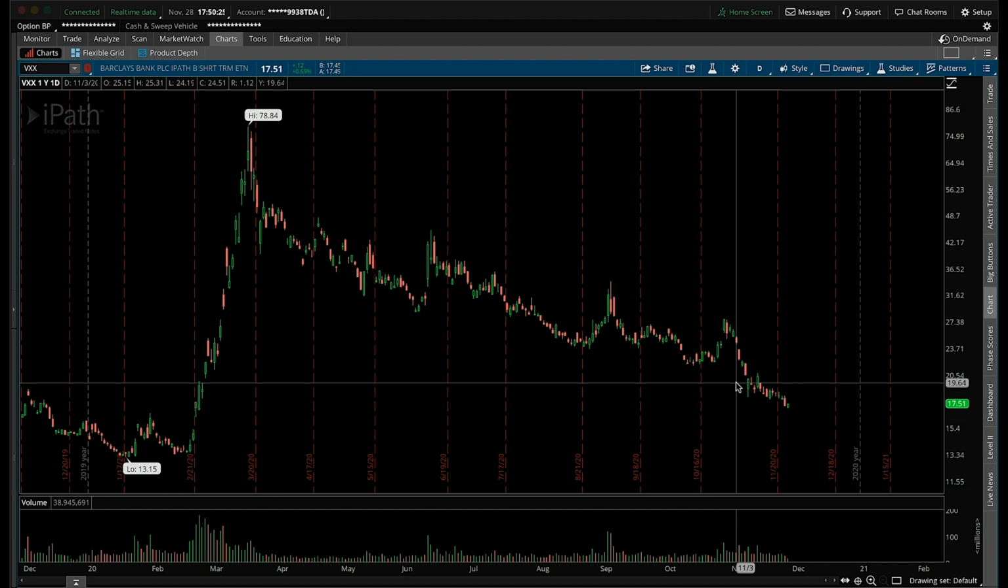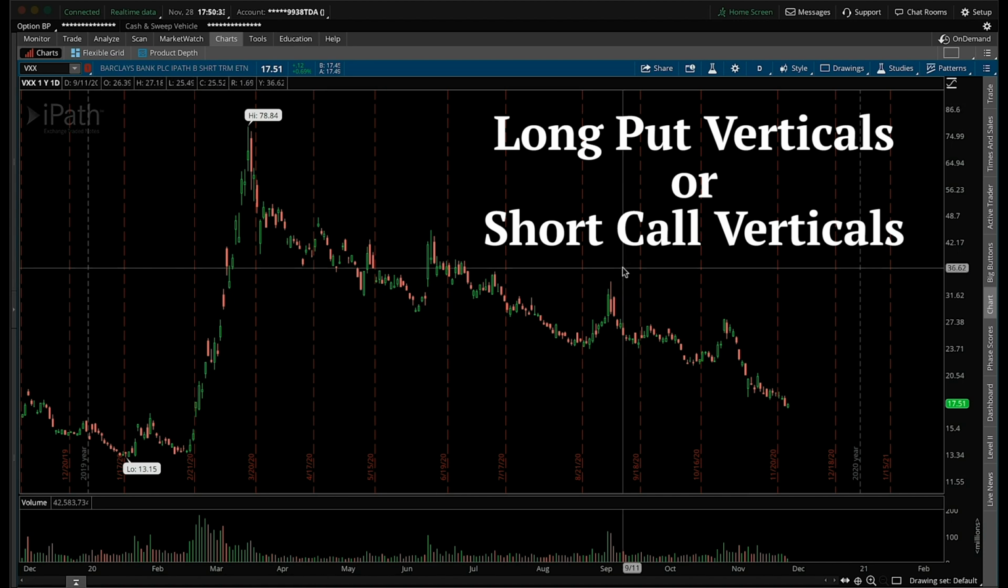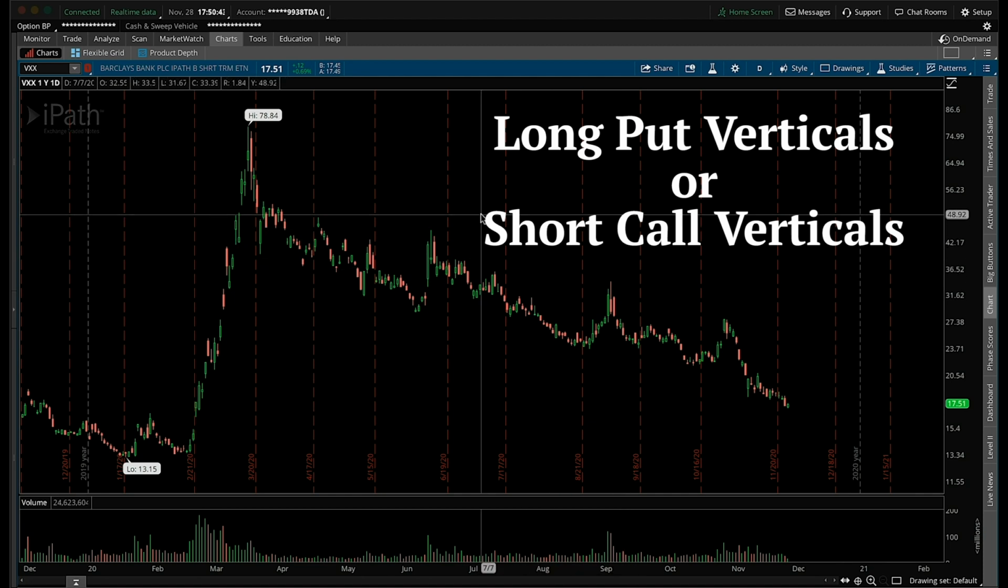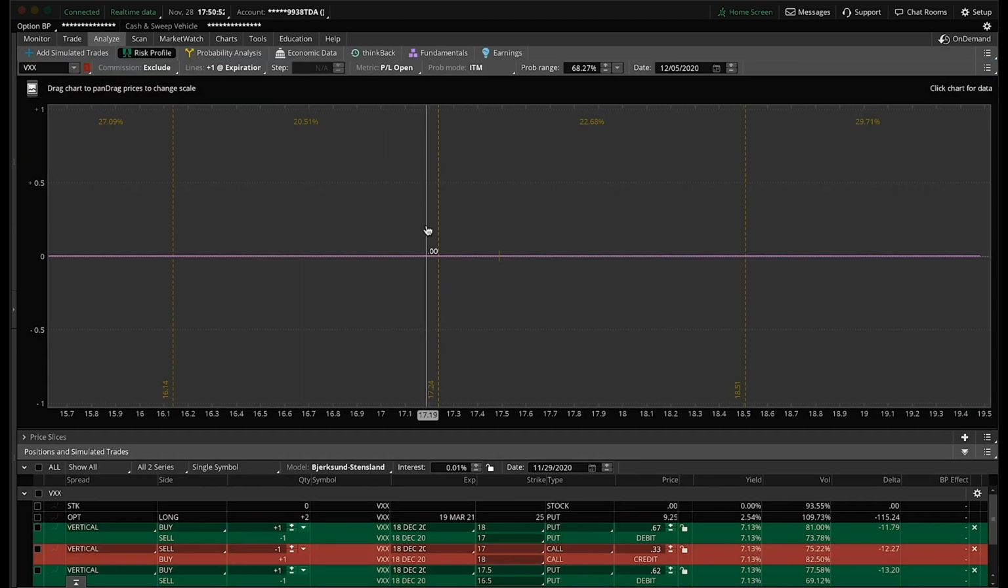But the big question is, which is better, the long put vertical or the short call vertical? And since we've got VXX here closing at 17.51, it was actually 17.49 in the aftermarket print, but that's going to be very close to the strike price, so it gives us a very good opportunity to compare these two types of trades. So I've already inputted some trades here to speed things up a little bit, but right here, this little hash line, you can see that's at 17.49.